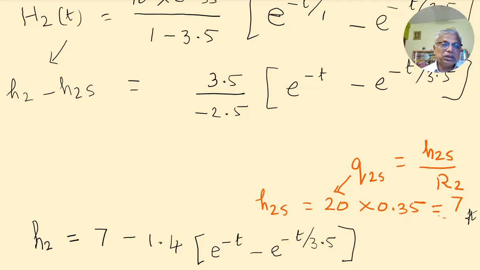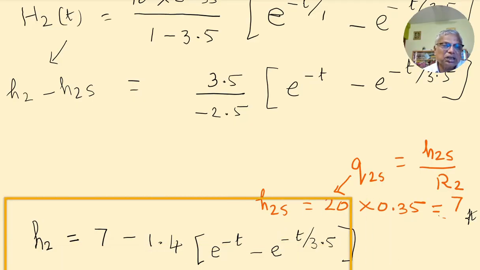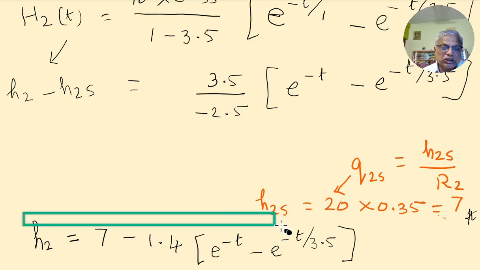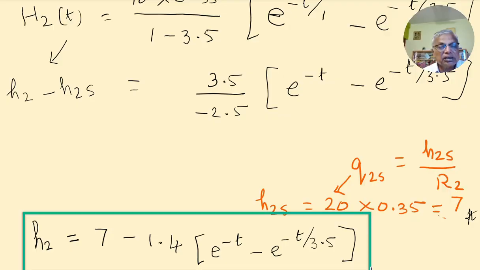So that's all. Substitute here in this equation. For H2S I'm going to substitute 7 and take it to the other side. So H2 equals H2S plus this. So H2 equals 7 minus 1.4 e power minus t into e power minus t by 3.5. So this is the response in the level of the second tank.